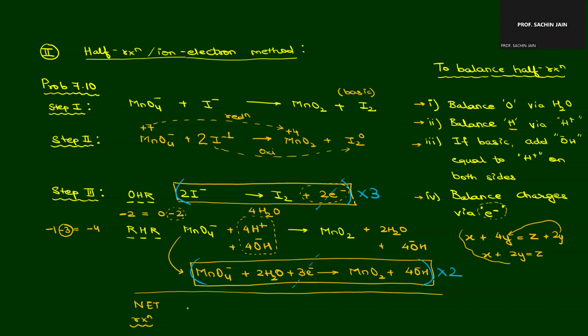Now just multiply 3 inside and take the LHS down. Multiply 3 inside, 2 inside and take the RHS down. So with 3 into 2, I will have 6 I negative plus 2 MnO4 minus plus 4H2O. And that would give, 3 under multiply करेंगे. So 3I2 plus ये 2 inside, 2 MnO2 and 8 OH minus. This is your final balanced reaction.